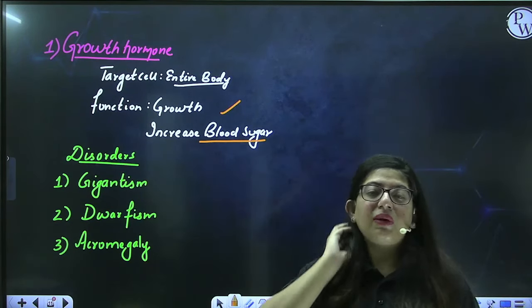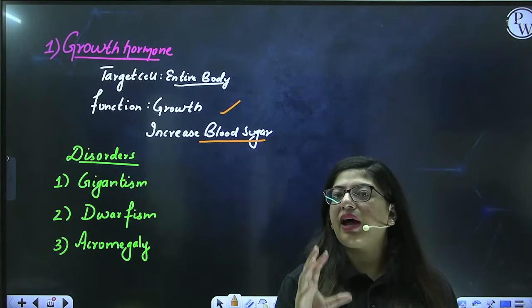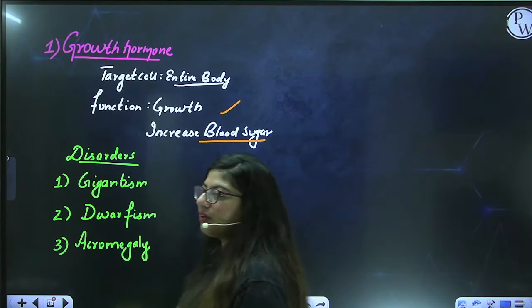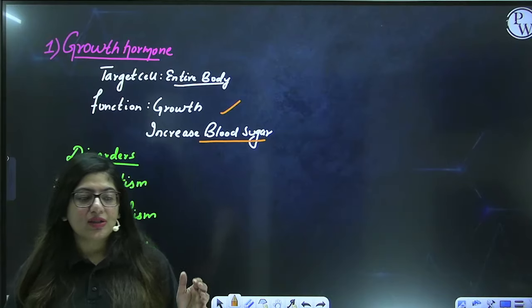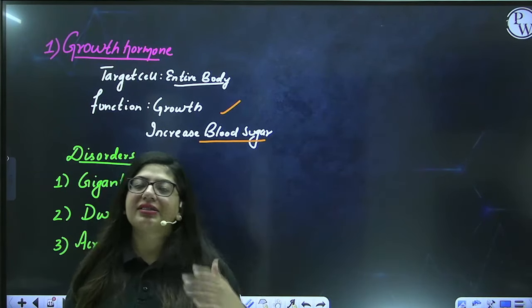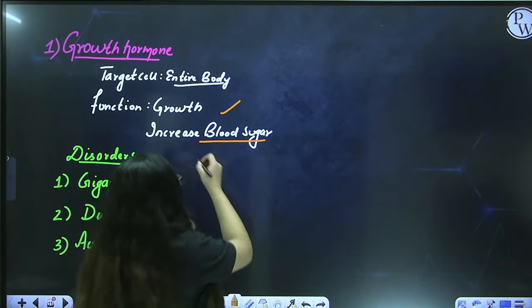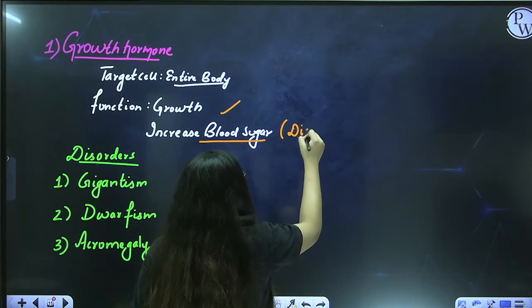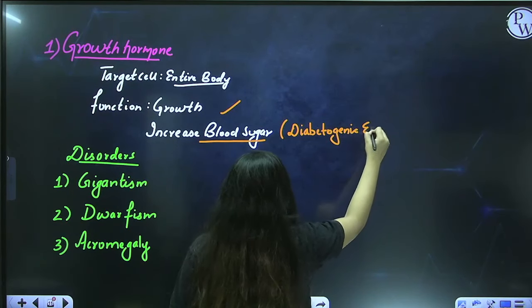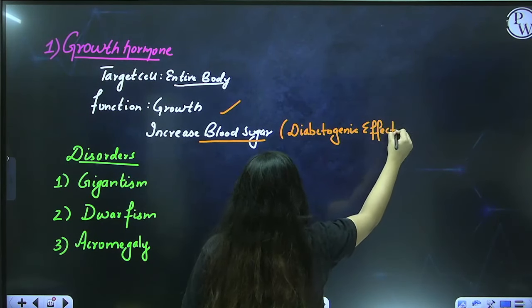So if the blood sugar is low, that means the entire sugar has been taken by the liver. But if it inhibits the liver from taking the glucose, the glucose or the sugar will go to the entire body cells and lead to its growth. And this effect, increase in blood sugar, is also known as the diabetogenic effect. Diabetogenic effect. This is what happens in diabetes as well.